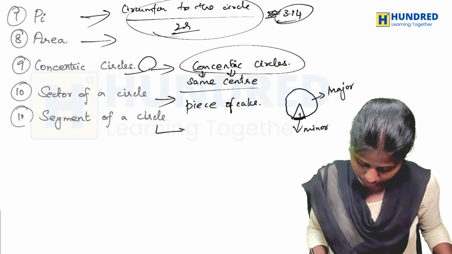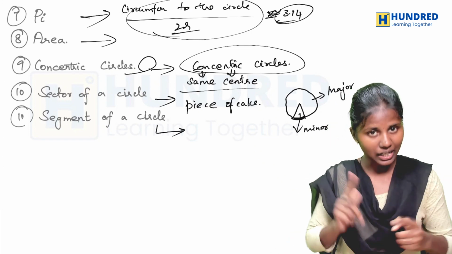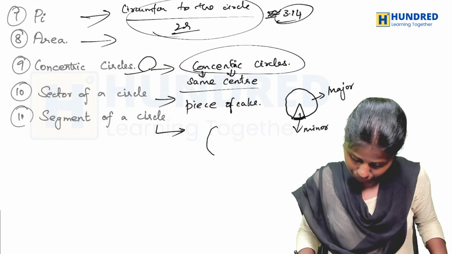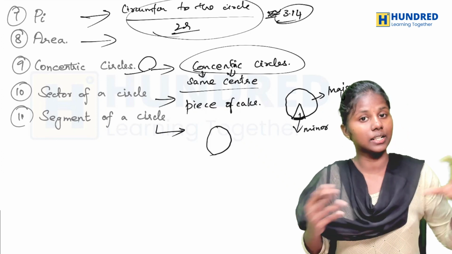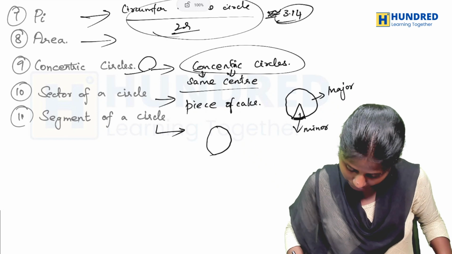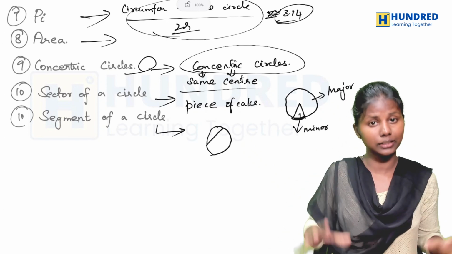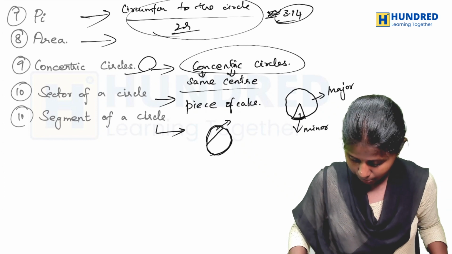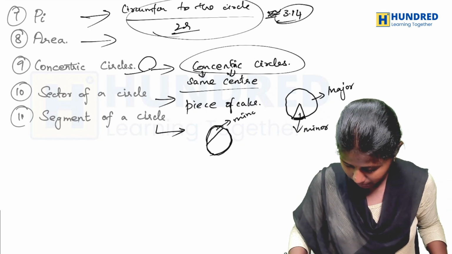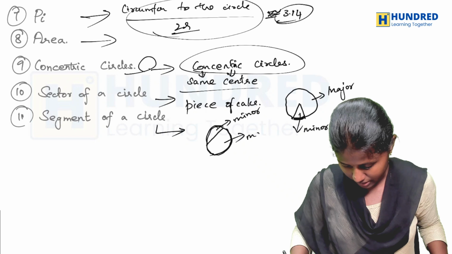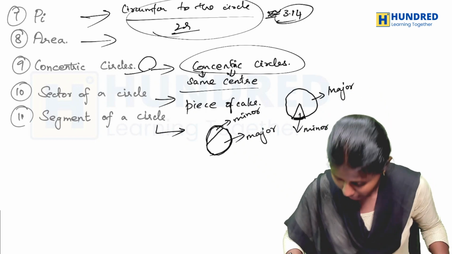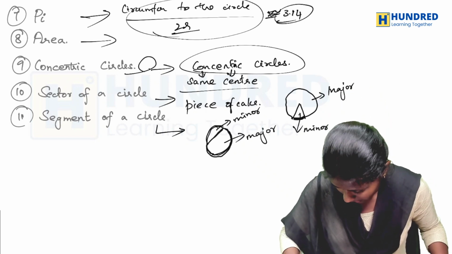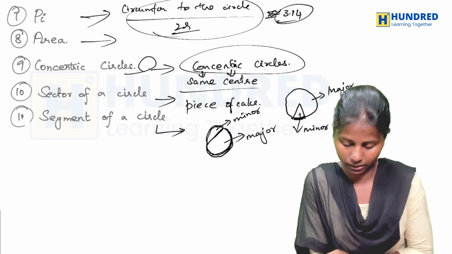And when I talk about segment of a circle, I have a chord and an arc. When an arc cuts the circle into sectors, the chord cuts the circle into 2 parts called segments, where the smaller part is called the minor segment and the larger part is called the major segment. The chord along with the arc is known as a segment.